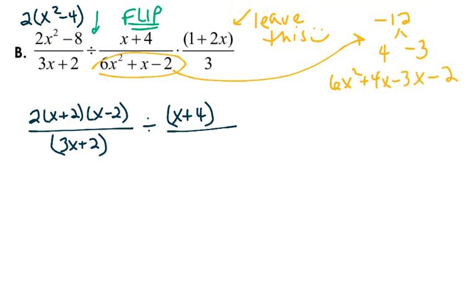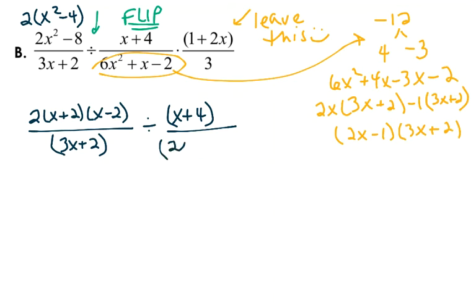So GCF in the first two is 2x, and then I'm left with a 3x plus 2. GCF in the next group is a negative 1, leaving me 3x plus 2. So when I factor, I get 2x minus 1, 3x plus 2. And again, that's what I'm going to rewrite here: 2x minus 1, 3x plus 2. Times, I've got 1 plus 2x. Now, do you see how that's backwards? I'm just going to rewrite it as 2x plus 1, just so it's in the right order.